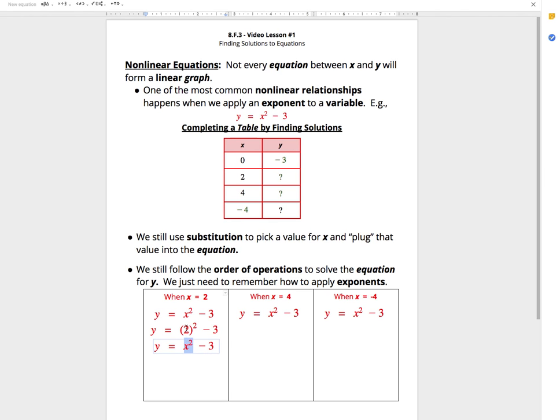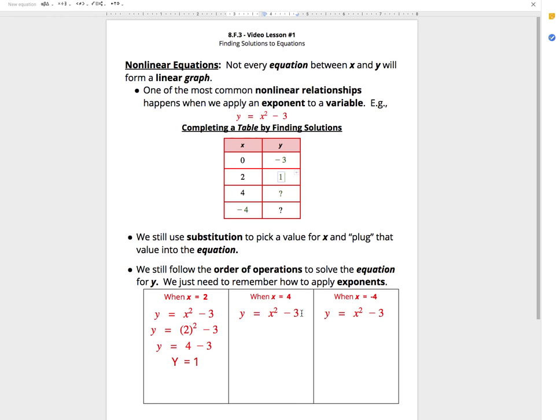The first thing we would do is 2 squared, which means 2 times 2, and that equals 4. Then at that point, 4 minus 3 tells us that if we selected 2 for x, the y value has to be positive 1.